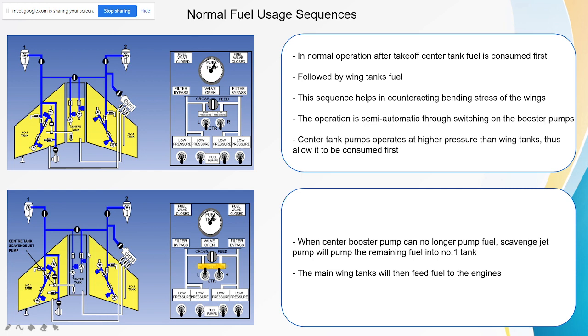So when the fuel at the center tank is consumed, there is a component installed in the tank called the scavenge jet pump. The scavenge jet pump here is connected to the bottom of the center tank. When the center booster pump can no longer pump fuel from the center tank, the scavenge jet pump will pump the remaining fuel into the number 1 tank. Then both main wing tanks will start to feed the fuel to the engine. It will replace the center tank.